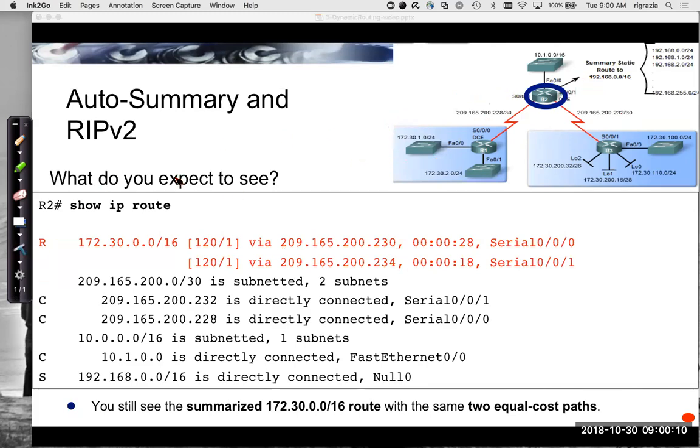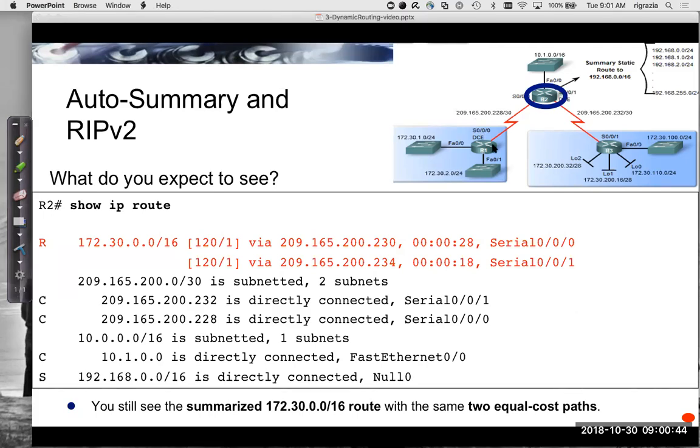This is actually one of the reasons why we don't use RIP version 1 anymore, because it didn't support what we call discontiguous networks, having different subnets of, in this case, the Class B network 172.30 in multiple locations. All right, but we're talking RIP version 2. It is a classless routing protocol. We can solve this because the network address is sent with the subnet mask. So let's take a look at how we can solve this problem.